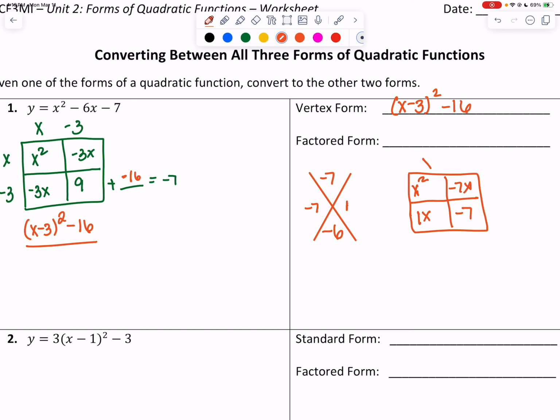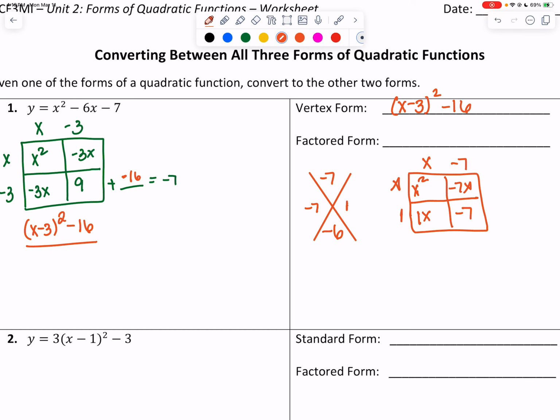Box everything. You're going to get x right here because that's my GCF. The GCF of negative 7x and negative 7 is negative 7. The GCF of x squared and negative 7x is x. And then the GCF of 1x and negative 7 is 1 because there's not really a GCF.